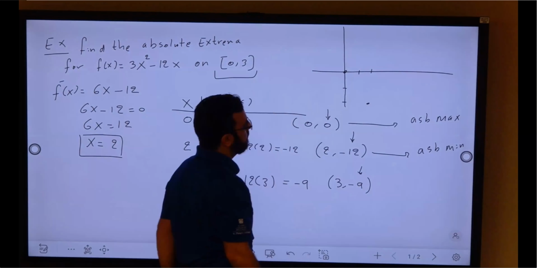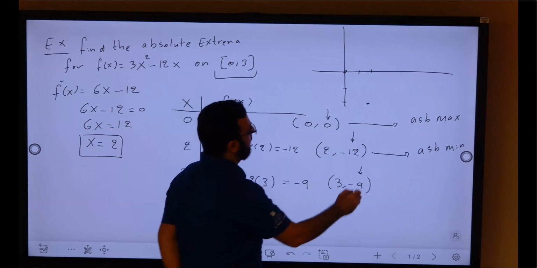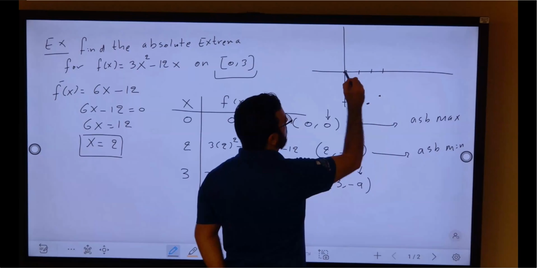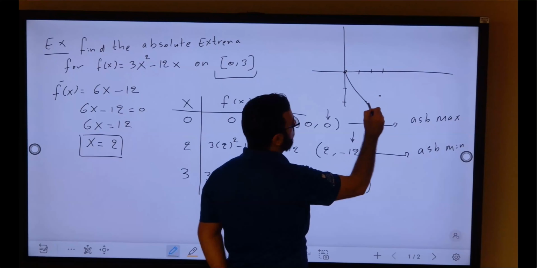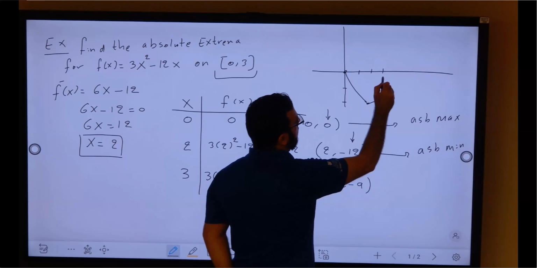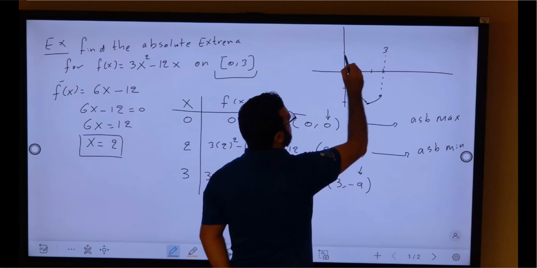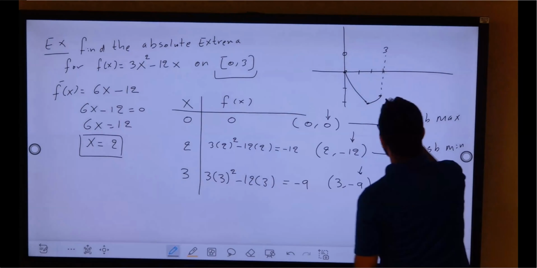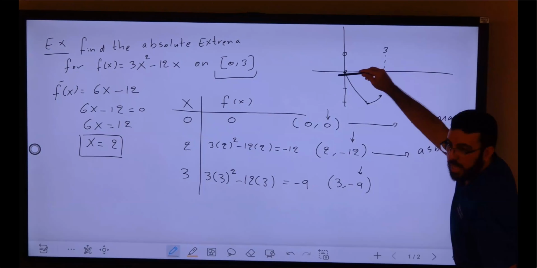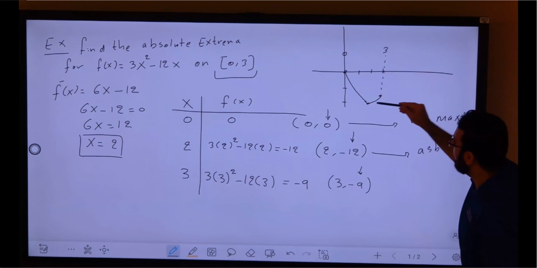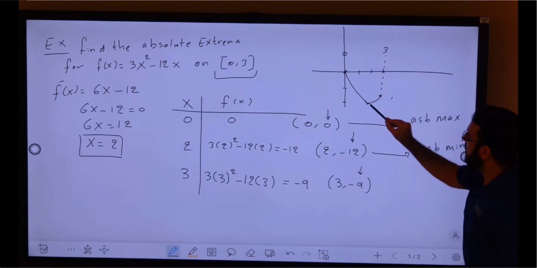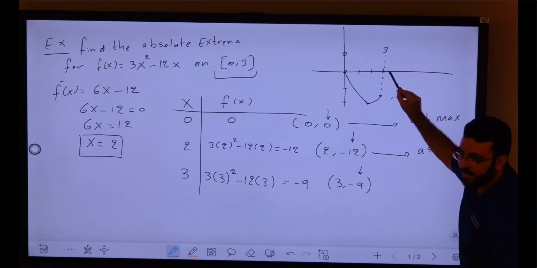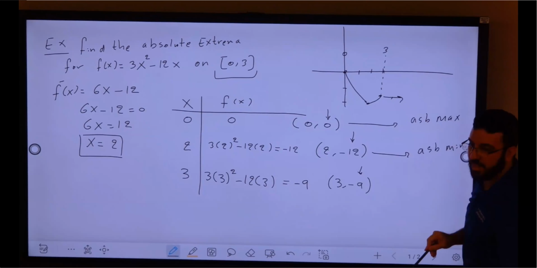Okay? 3, negative 9, so it's going to be here. Here is the 3, and here is negative 9. So when you graph, we need to find the graph only between 0 and 3. Now you can tell this one is the absolute max, the maximum point on this graph, and this one is the absolute minimum because it's the minimum point between 0 and 3. So this one is considered what? Relative minimum.